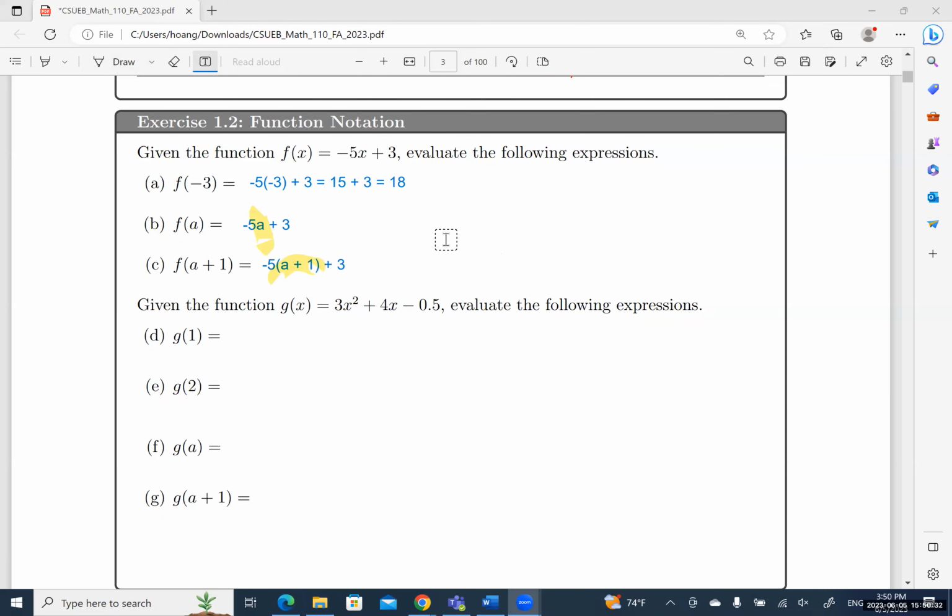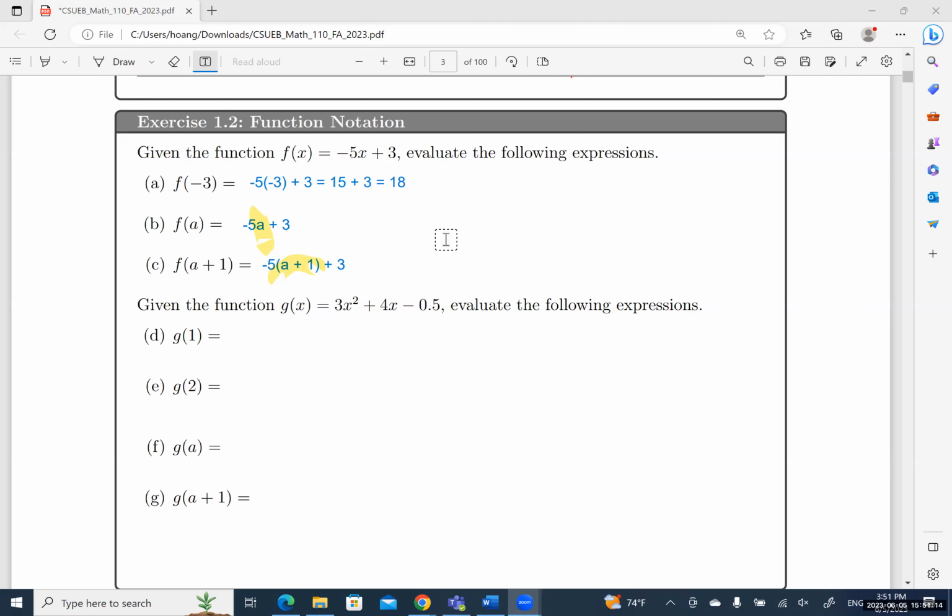I hope everyone did get the answer already for part A. And you see over here, what I did was just substitute 3 into the x, and then you got 18, right? Maybe you hesitated with part B, which is just asking you to change the input from x to a. That's all, and you will just find -5a plus 3, and you cannot combine anymore. So that's it, right? So the hardest one is going to be part C, which is f of a plus 1.